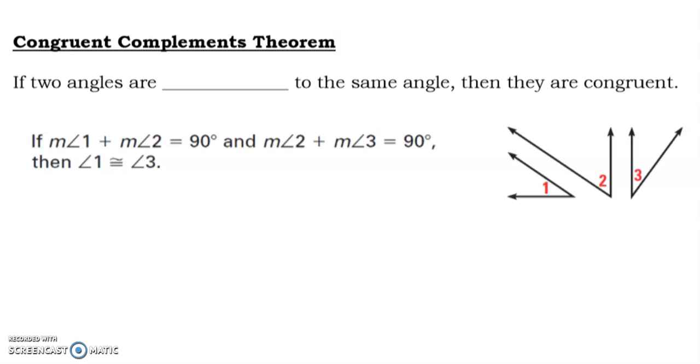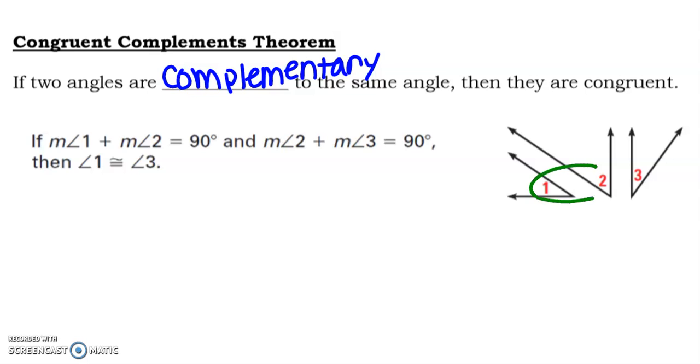The congruent complements theorem says that if two angles are complementary to the same angle, then they are congruent. So if angle 1 and angle 2 add up to 90 degrees, and angle 2 and angle 3 add up to 90 degrees, then we know that angle 1 is congruent to angle 3. So basically, if these are complementary and these are complementary, we get rid of the middleman, and we can say that angle 1 is congruent to angle 3.